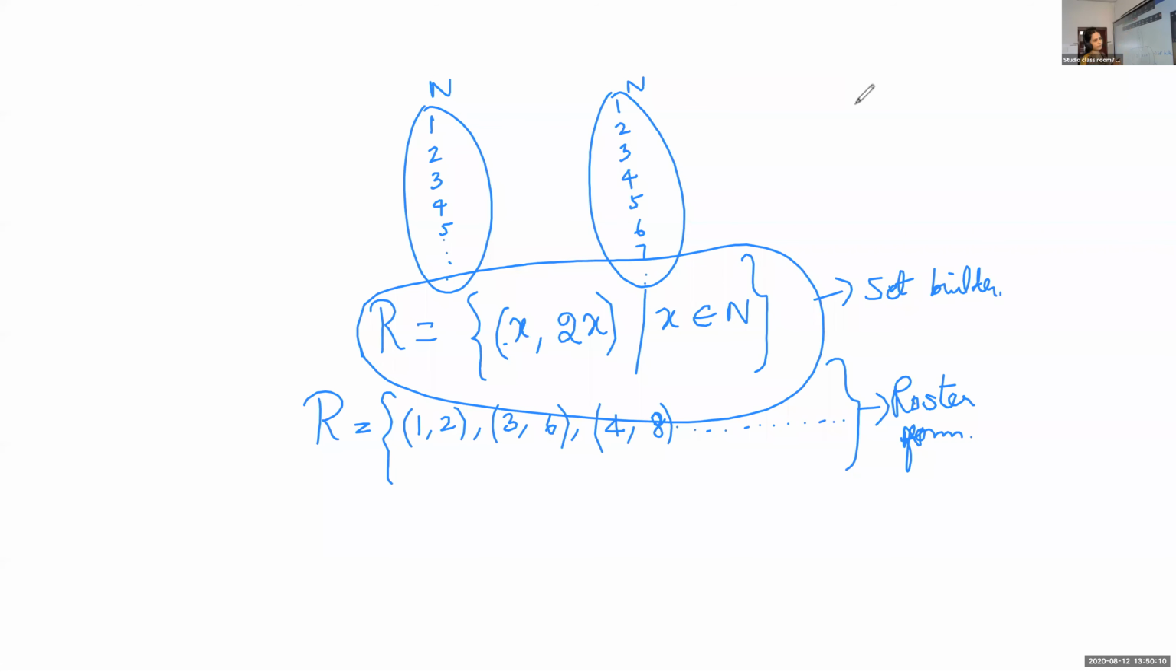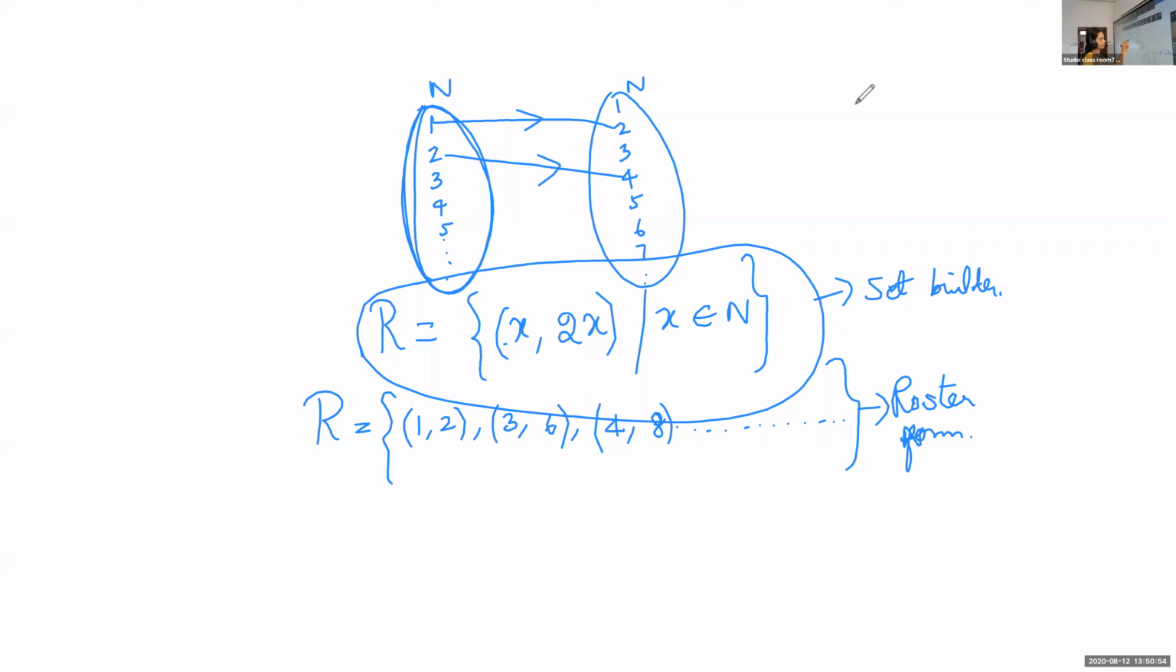Look at the first one here. The first set A we are drawing within the first circle. The second set B we are denoting in another circle. If you relate the elements, the second element should be double the first. So if you take 1, it will be mapped onto 2. I'm putting an arrow here. 1 is mapped onto 2. And 2 is related to 4.